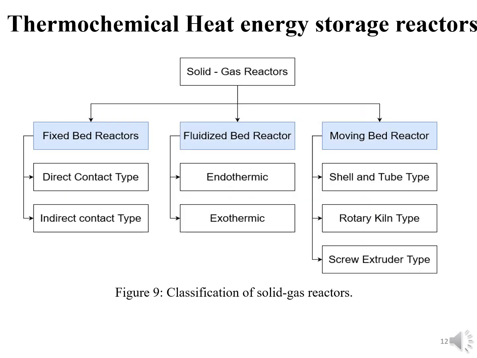As can be seen, there are three types of solid gas reactors. The first is fixed bed reactor, second is fluidized bed reactor, and third is moving bed reactor. Now, as per the research done in project part A, we finalized fixed bed reactor, and there are two types of fixed bed reactor. First is direct contact type and another is indirect contact type. Our research is more focused toward direct contact type, and the assumptions for a multiphysics model of our project are illustrated in the upcoming slide.